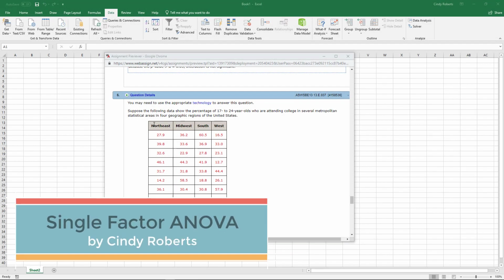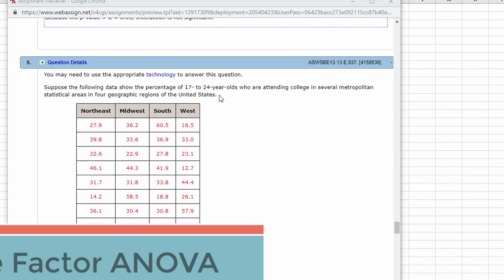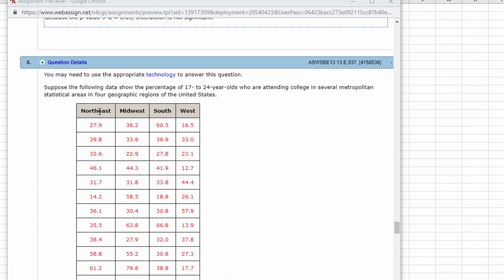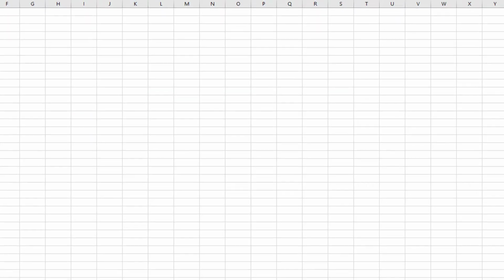Okay, let's look at this question. It says, suppose the following data shows the percentage of 17 to 24-year-olds who are attending college in several metropolitan statistical areas in 4 geographic regions: Northeast, Midwest, South, and West. So basically what we're going to do is a test to see if there's a difference between the averages, the means, and of course you can see there's more than 2, so it would be ANOVA.